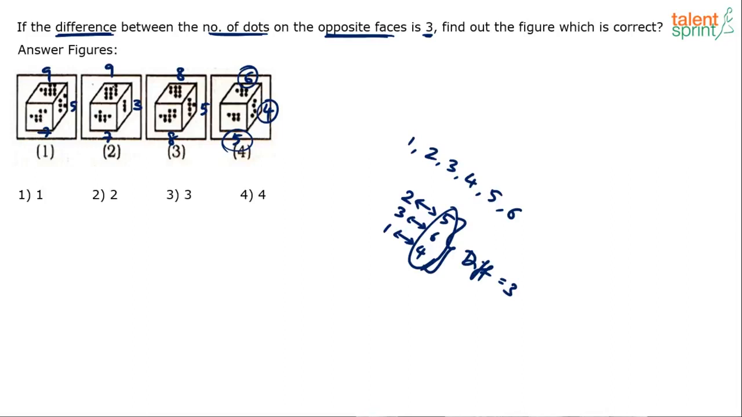Here we have 9, 5, 7, here we have 9, 7, 3, this is 8, 5, 8. So option 4 has to be the answer. I mean, a sitter there. 5 should be opposite to 2, 4 should be opposite to 1, 6 should be opposite to 3.